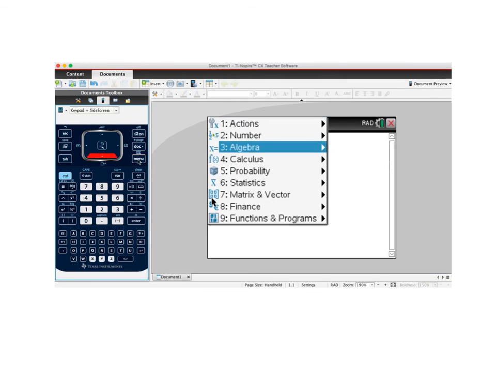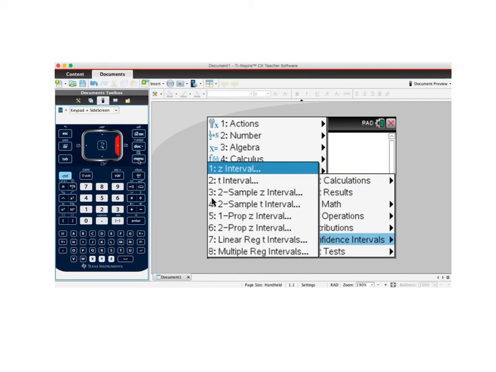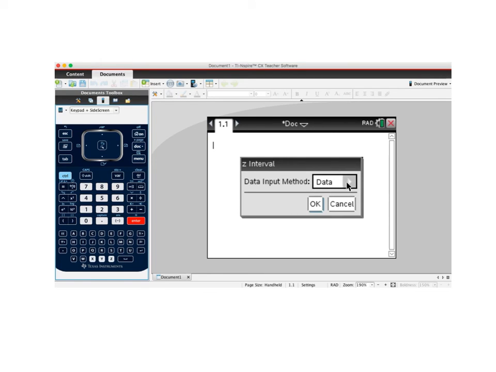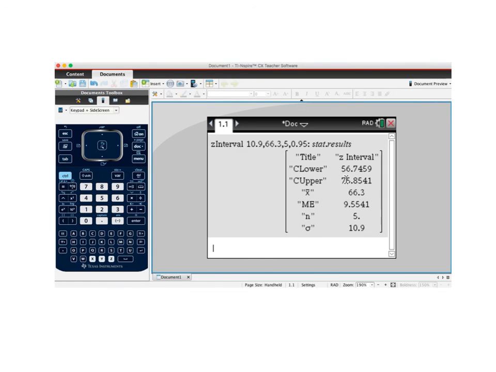Here is a movie on how to use GDC to find the confidence intervals. So it's a Z interval, because we use a standardized normal variable from stats. I know sigma. I take the previous case: sigma was 10.9, mean was 66.3, n was 5, 95% confidence interval, and I have the upper and lower bounds of my confidence interval.